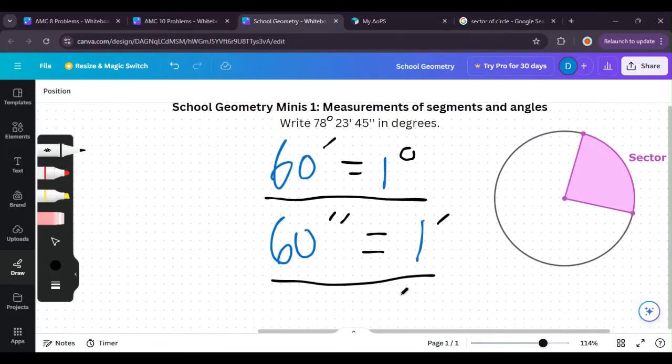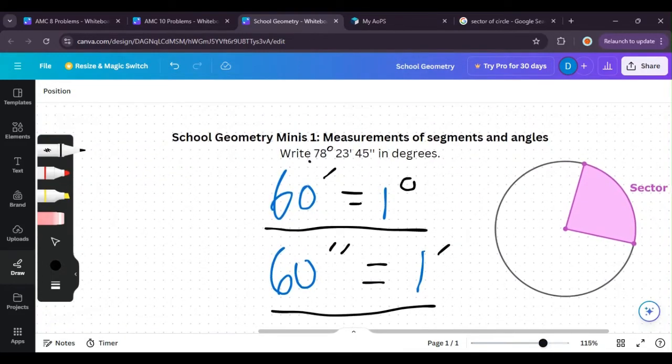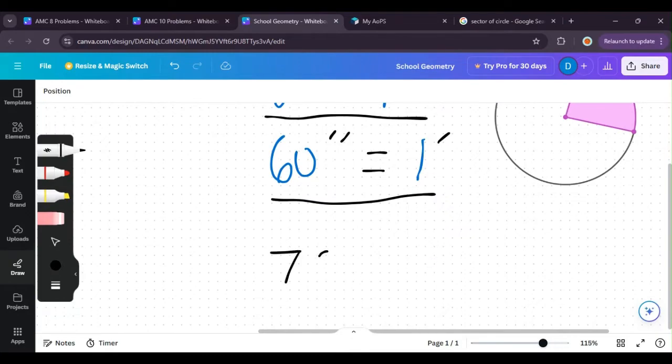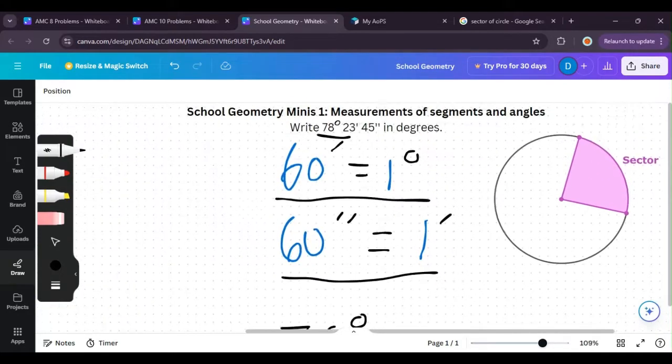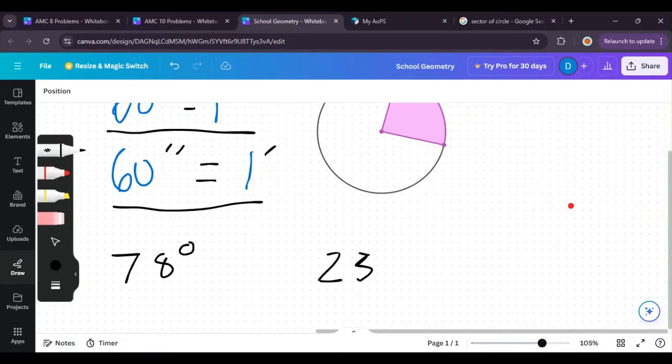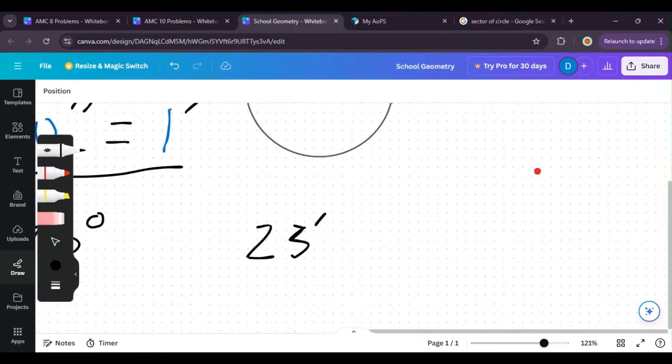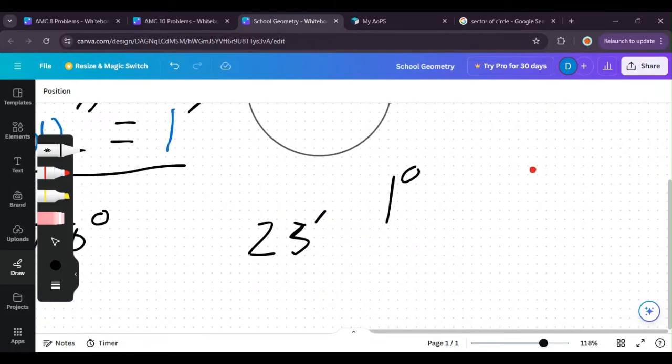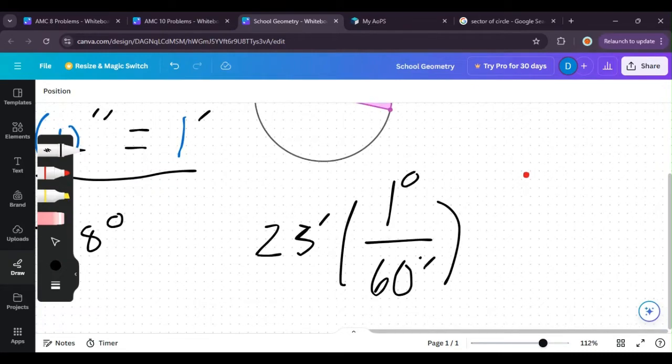So we're gonna start with 78 degrees. 78 degrees in degrees is pretty simple because it's just 78. So we don't have to worry about that. The next one is 23 minutes. And if we know the conversion rate, 1 degree over 60 minutes, and we multiply by the conversion rate, which is 1, we can eliminate the signs.